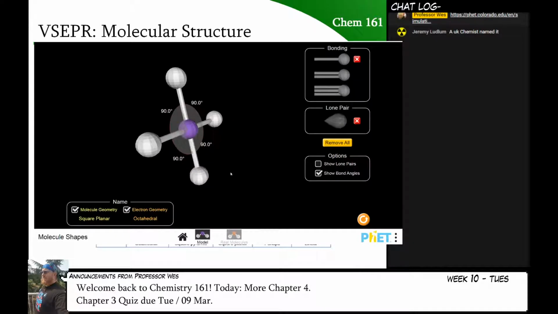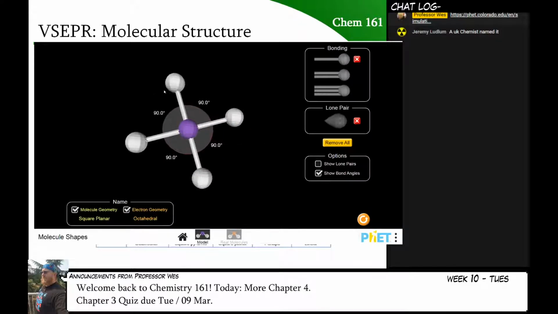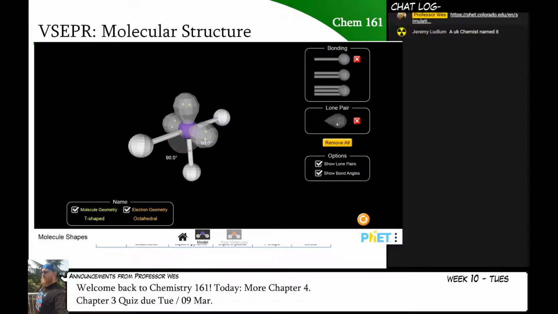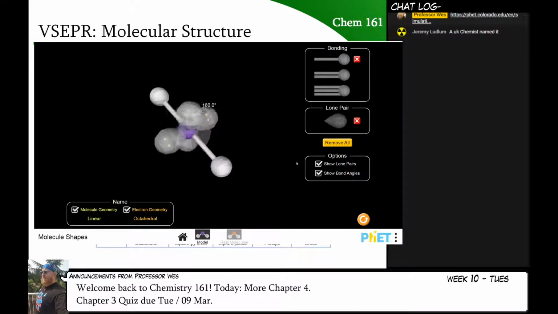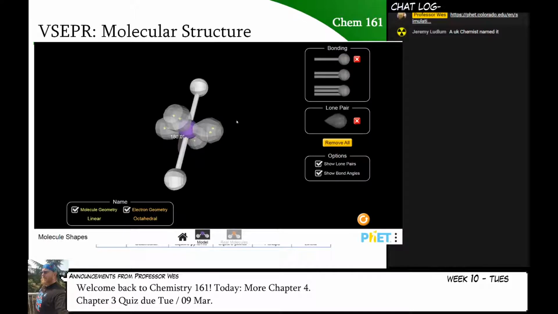Or your textbook might just call it square. I don't know. Everyone else calls it square planar, so you should call it that too. And really, at that point, that's all you need to know. If I add another one in there, I'll get T-shaped again. And if I add another one in there, I get linear. You're not going to see those super often for 6 electron domains, though. So just a heads up.